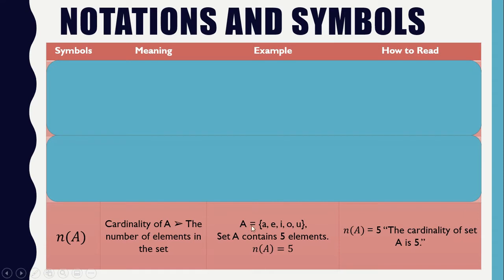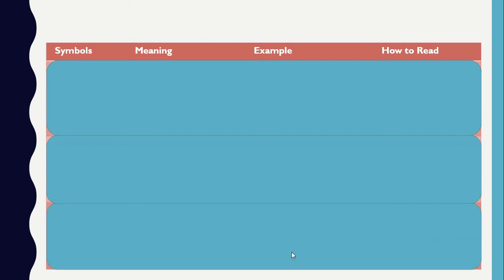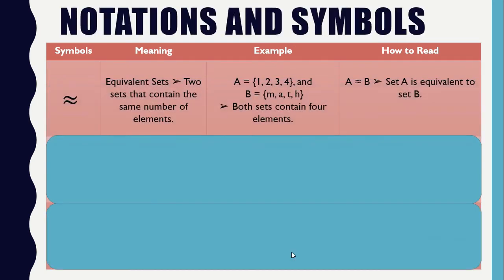The example here: set A comprises the elements A, E, I, O, and U. So, set A contains 5 elements. Therefore, the cardinality of set A, which is N, open parenthesis, A, close parenthesis, is equal to 5. Let me repeat: when we say cardinality, it is the number of elements inside a set. That is its cardinality. Okay. So, we have covered three. Next notation symbol.